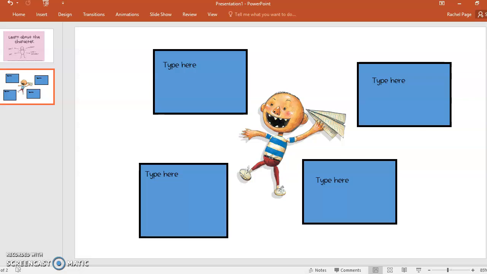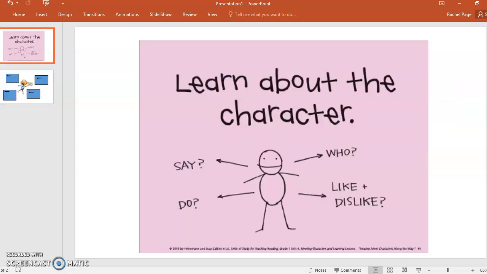So when I read No, David, I want to be able to tell you all about David. Like, he's a friend of mine. I want to be able to tell you what he says or what he does or what he likes, his favorite things. You want to be able to do that when you meet a character in your book, especially the main character. So, looking at this diagram here, learning about the characters, we have these 4 questions that you want to try to be able to answer as best as you can after you're done reading a book.